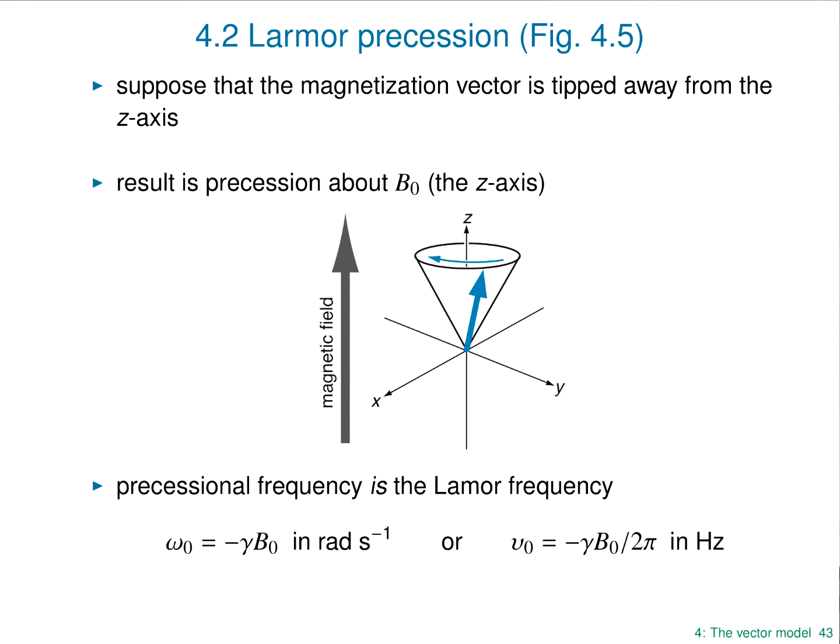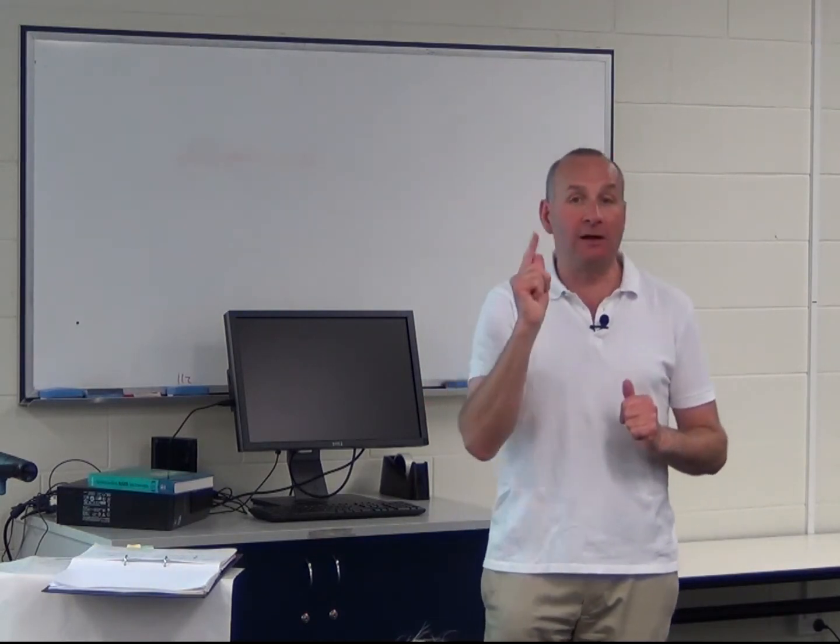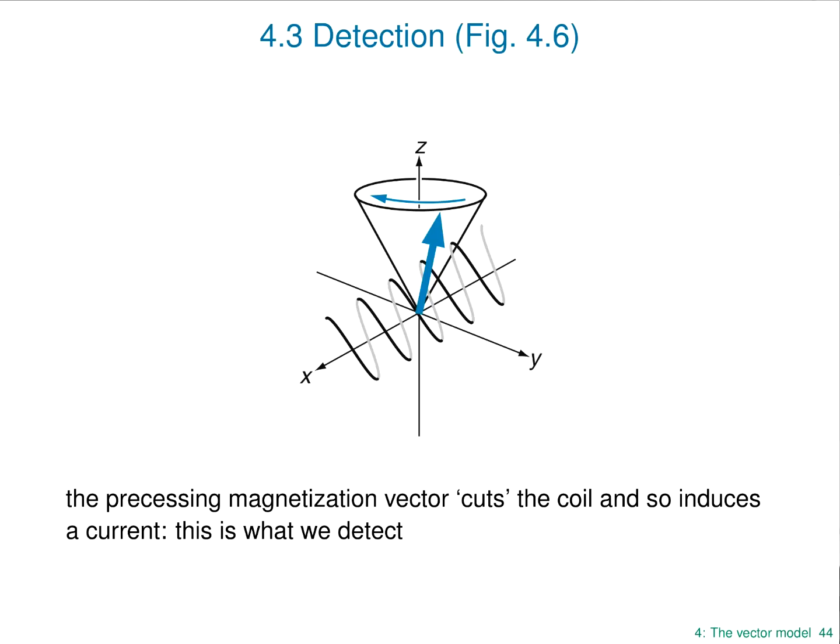So the picture is this. The magnetization is there. You move it away from the z-axis, and then it goes round and round like this, and it goes round and round at the Larmor frequency. Now this is now detectable because you've got something that's changing over time.